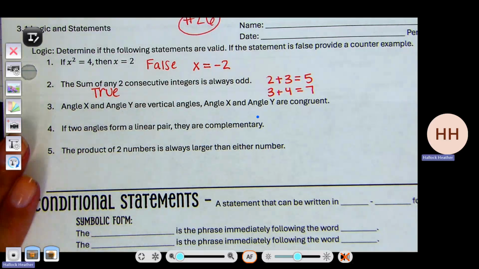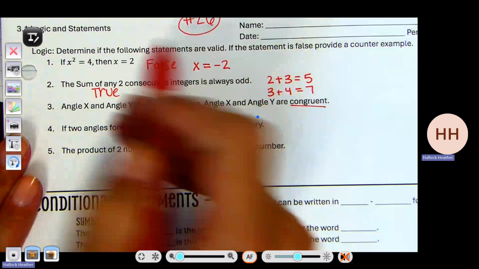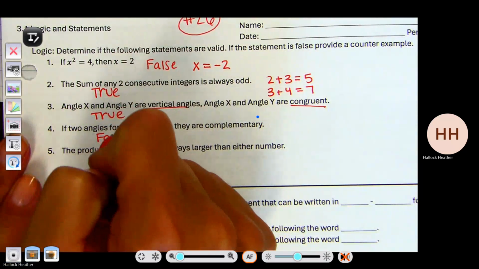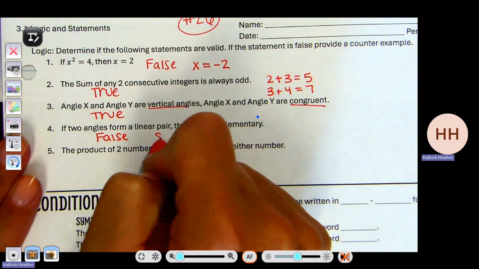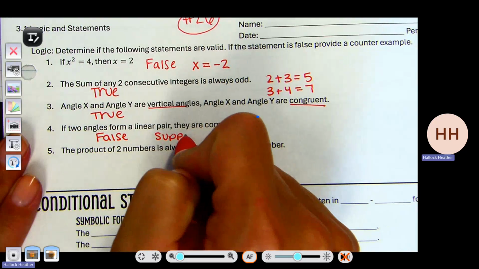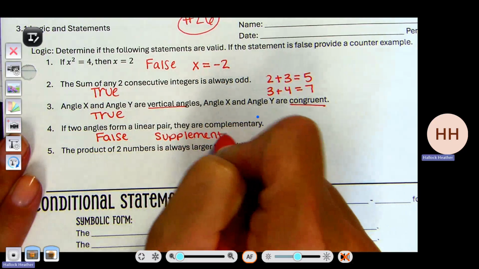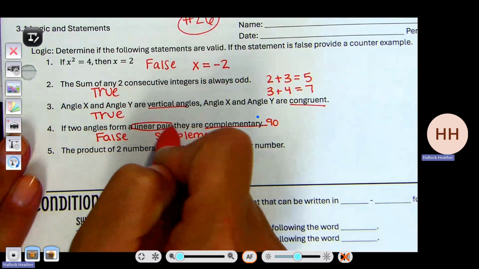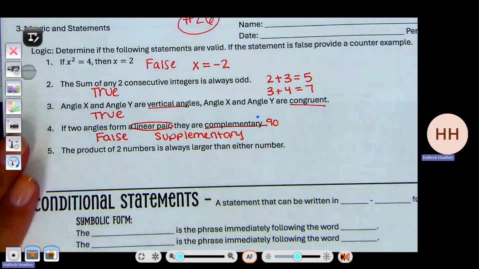If angle X and angle Y are vertical angles, X and Y are congruent. That is true because vertical angles, no matter what, are always congruent. So take a second, think about the next one. The next one is false. What do they actually make? They should be supplementary. So my counterexample would be supplementary angles, because complementary actually means 90. A linear pair means 180, so they would have to be supplementary. So that is a false statement.